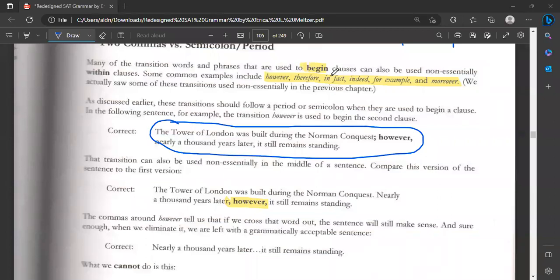Remember, we have three types of transitions. We have the ones that continue, the ones that are cause and effect, right? And we have the ones that are contradictors, right? So the ones that continue, the ones that contradict, and the ones that are cause and effect. So here we have a contradicting situation.